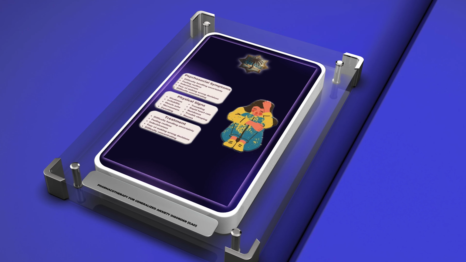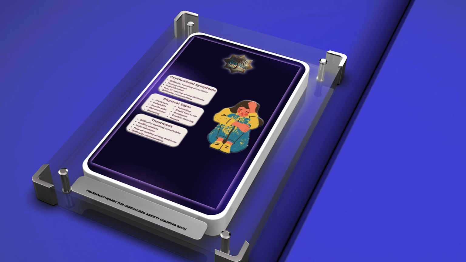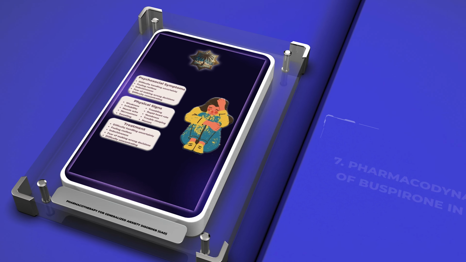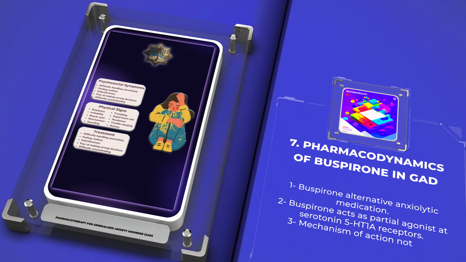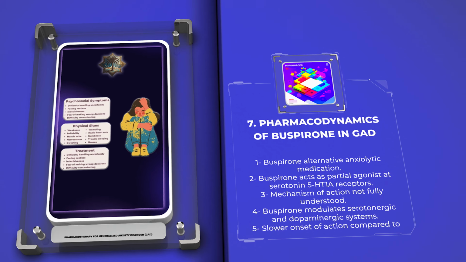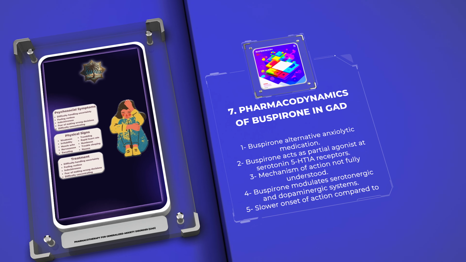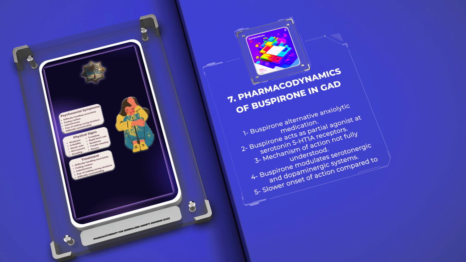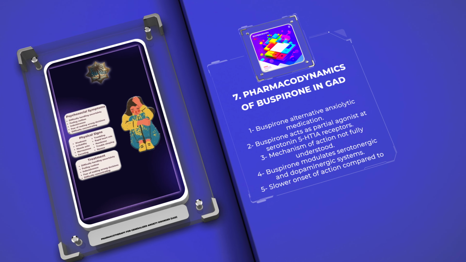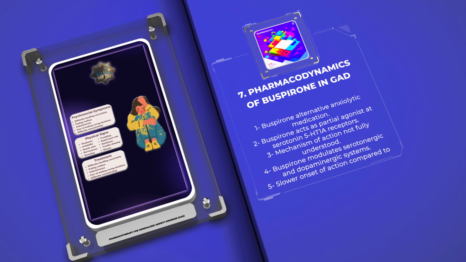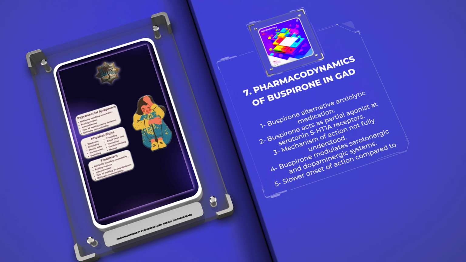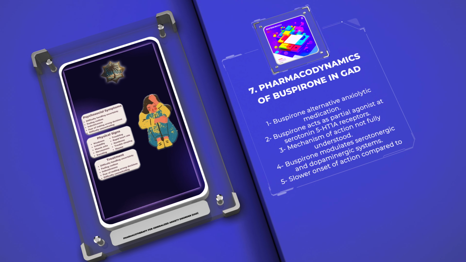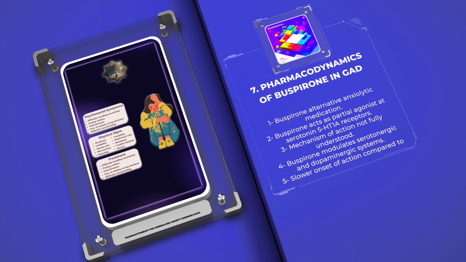pharmacotherapy. Buspirone is an alternative anxiolytic medication commonly used in the treatment of GAD. Unlike benzodiazepines and SSRIs, buspirone acts as a partial agonist at the serotonin 5-HT1A receptors. Its exact mechanism of action is not fully understood, but it appears to modulate serotonergic and dopaminergic systems, leading to anxiolytic effects. Buspirone has a slower onset of action compared to benzodiazepines or SSRIs, and its use is often limited to individuals who prefer non-sedating medications or who have a history of substance abuse.